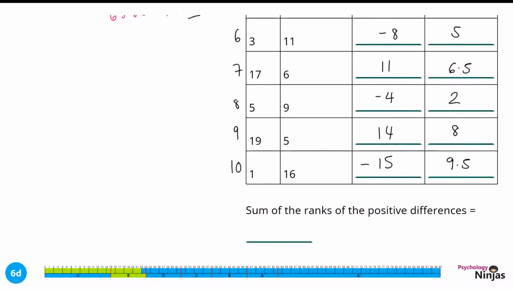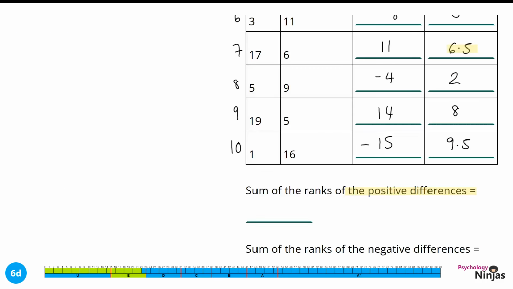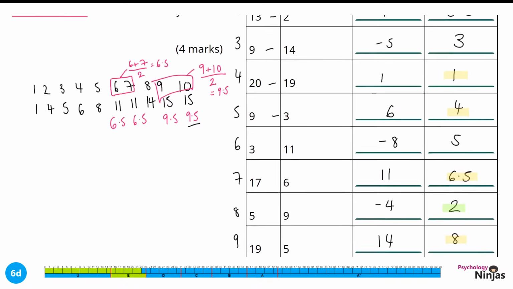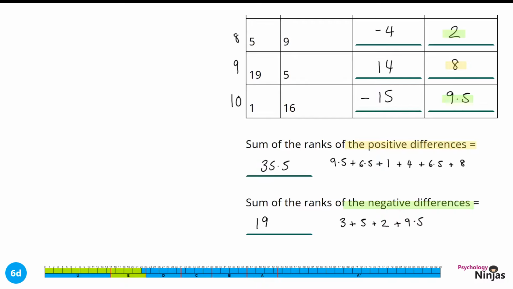Our next step is to identify the ranks of the positive differences, and we're going to add all of these together. So we would add 9.5, 6.5, 1, 4, 6, and 8. And this would equal 35.5. We're then going to do the same thing for our negative differences. So that's 9.5, as well as 5 and 3. So we're going to add all of those together. And therefore, our sum of the ranks of our negative differences is 19.5.